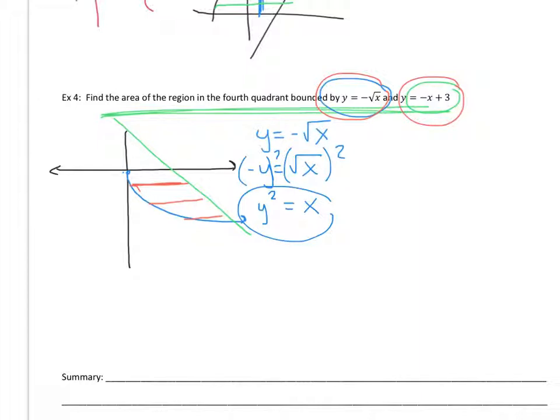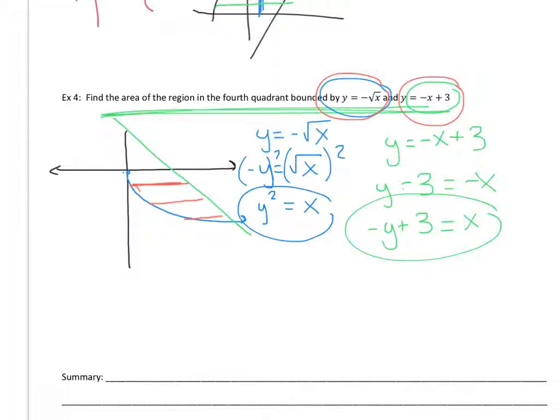Let's look at the green curve. Okay, subtract 3. y minus 3 equals negative x. Get rid of that negative. So negative y plus 3 is equal to x. So those are the two equations we're going to use.